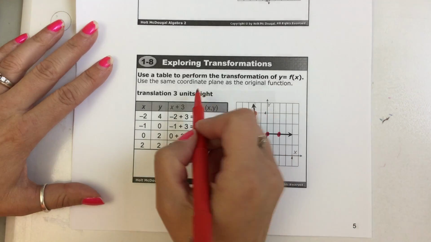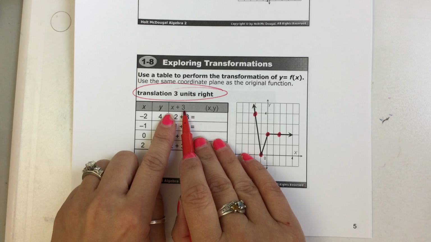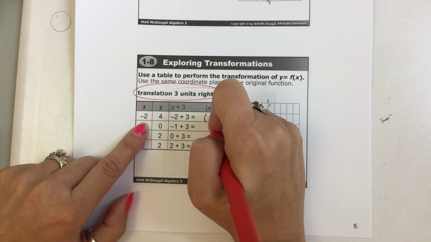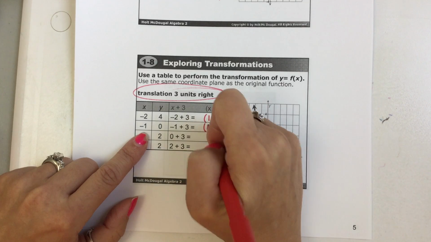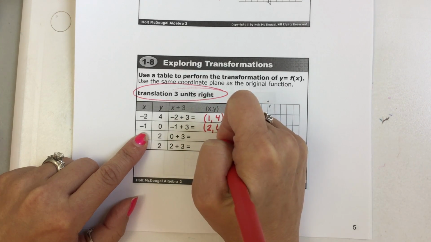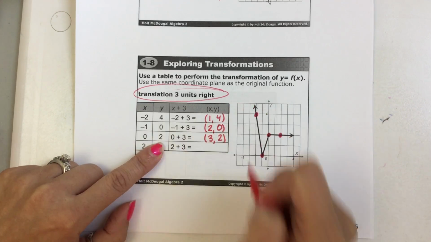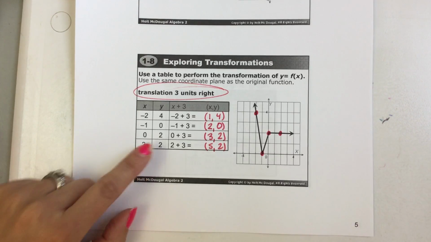that line. If I want to go 3 units to the right, if you are going to the right, you have to add to the x value. So I take each x value and add 3. -2 plus 3 is 1. You keep the y the same. -1 plus 3 is 2. Keep the y the same. 0 plus 3 is 3. Keep the y the same. 2 plus 3 is 5. Keep the y the same.